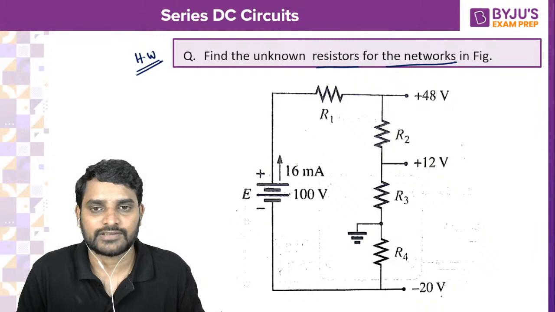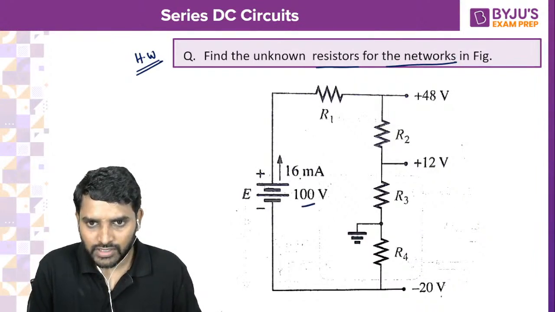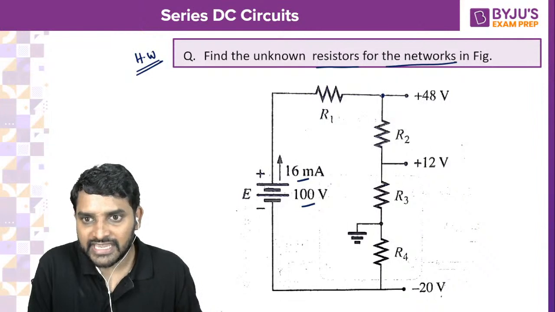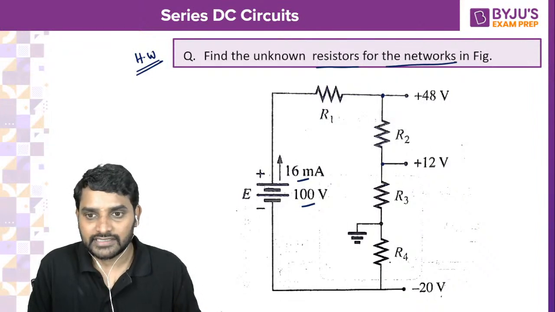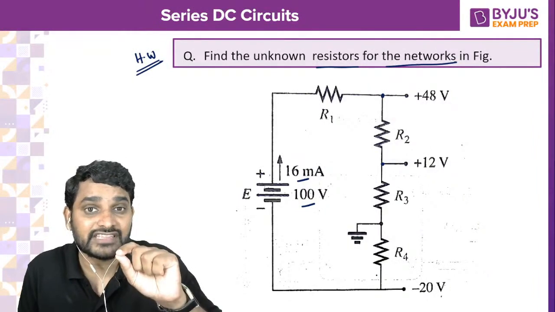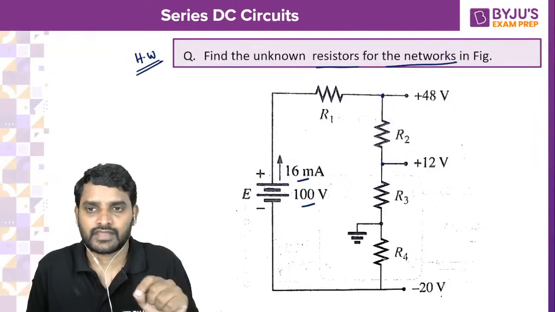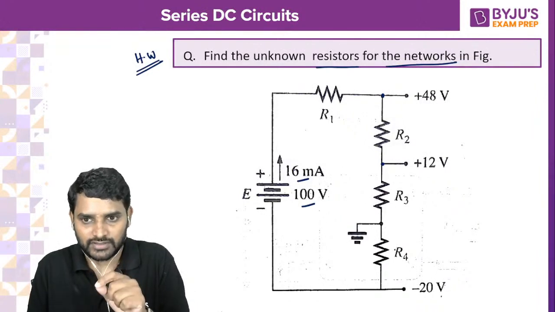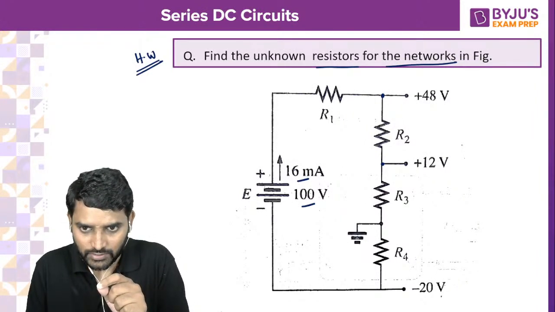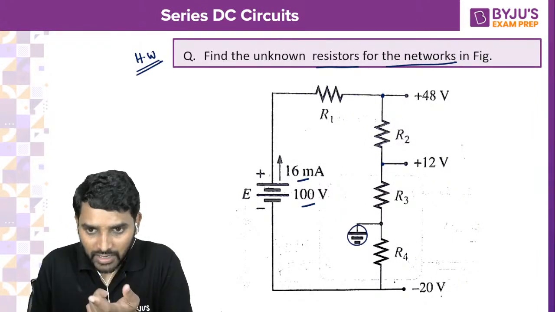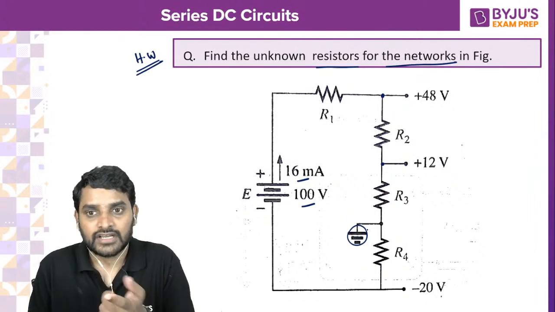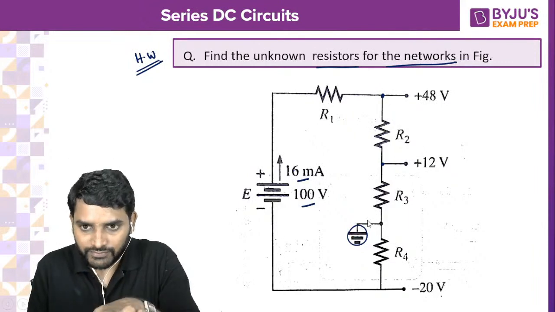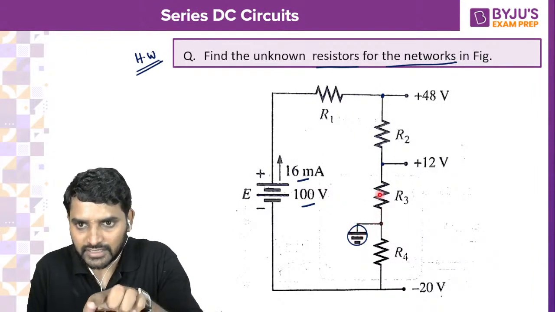Find these unknown values. We have voltage and we have current also, and we know the voltage at this point 48, this point also 12, this point also minus 20. These are with respect to ground. Remember that one. 48 means with respect to ground. 12 means with respect to ground. Okay. So this here is a ground. So be careful. Ground is not at this point. Ground is here.